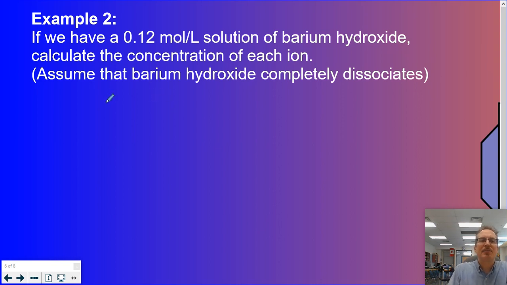Well, if we look at example 2, we are looking at a concentration of 0.12 moles per liter of barium hydroxide, and we are going to calculate the concentration of each ion. We're going to assume that barium hydroxide completely dissociates.